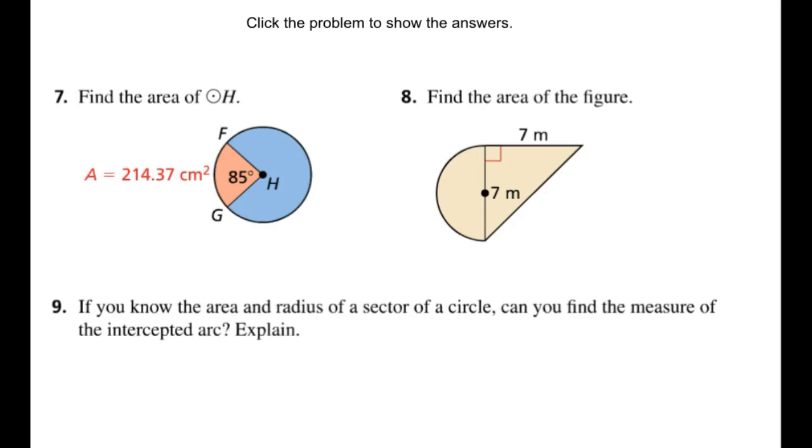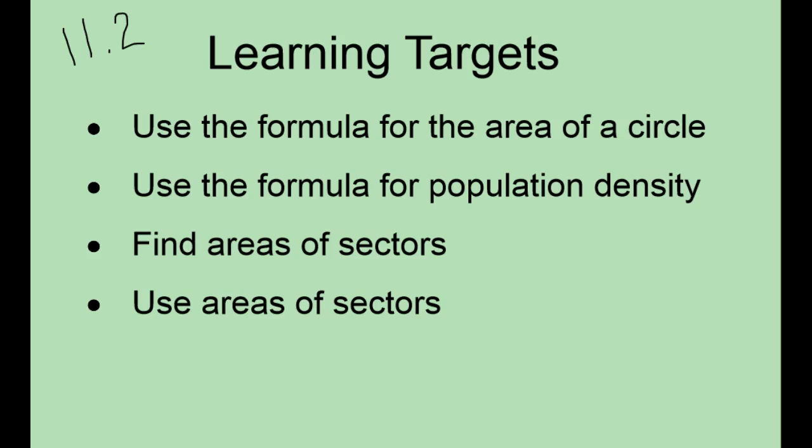So here are some for you to try. Look definitely at the word problems and see if you can answer that question. So looking back at our learning targets, first we had to use the formula for the area of a circle. Then we looked at population density, where we have to know the area before we can really start. Then I looked at areas of sectors, and then I was able to use those areas of sectors to help me find some larger problems. So now that we've worked on this and looked through these learning targets, go ahead and work on your homework for 11.2.